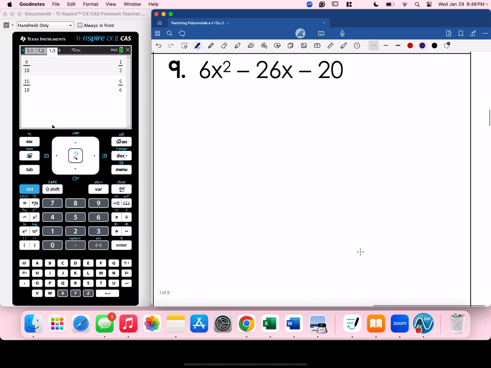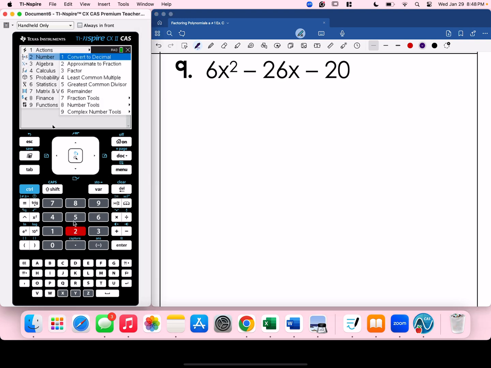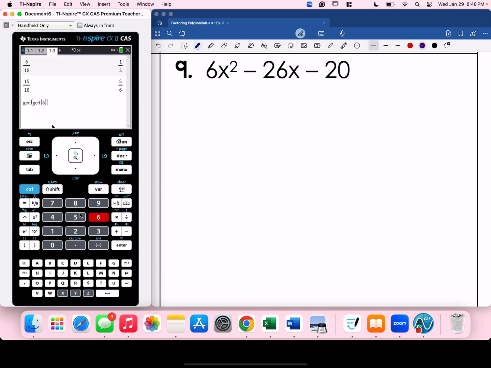Let's take a look at number 9. Number 9, we have 6x squared minus 26x minus 20. Again, first step, check for a GCF. We have menu 2-5, menu 2-5. We type in 6, comma, -26 in the inside parentheses, step out, comma, -20. Pressing enter, we get back a GCF of 2.